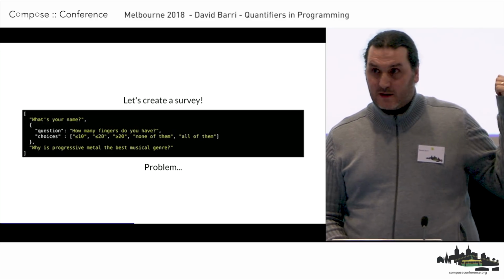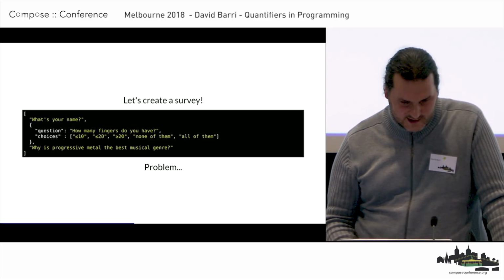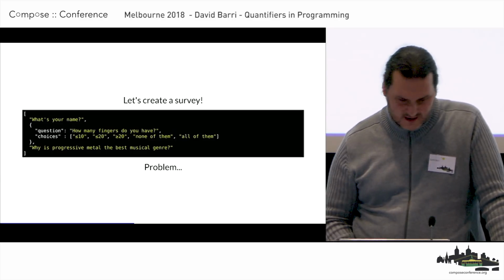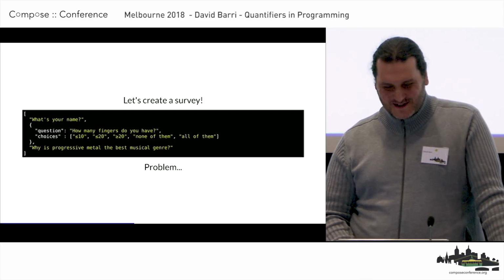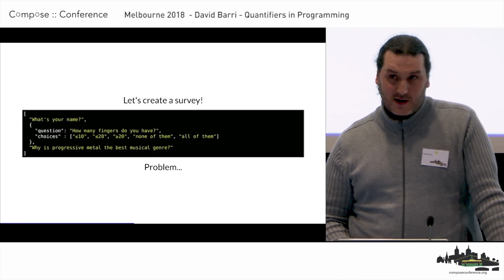So here's the kind of thing you end up with if you would use that. So here's a 3-question survey. What's your name? How many fingers do you have? And yeah, I won't read that. So there's a problem. Can you see the problem? Imagine trying to parse this back in.